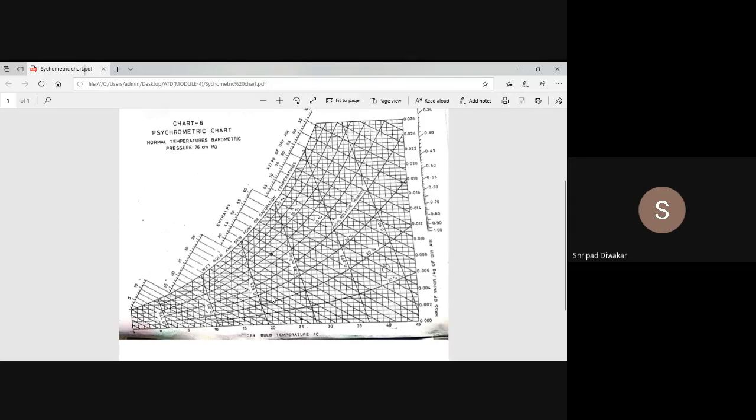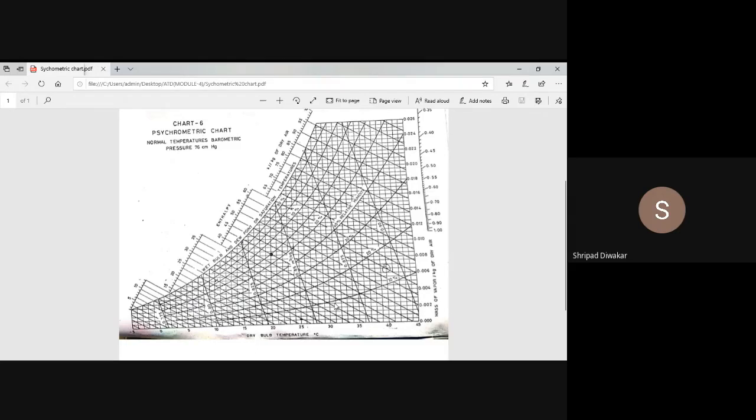Somewhere here it cuts. This is the intersection point. So the relative humidity is nearer to 20%, and you write 20% directly. For specific humidity, you move from left to right. That is your specific humidity.